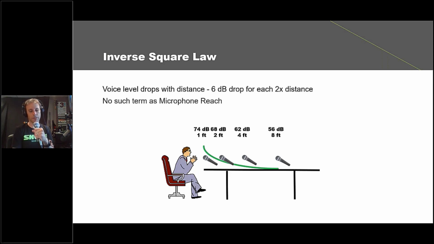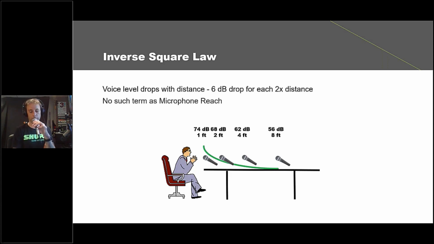And that's why we talk about microphones not being able to reach out and get the sound. What that ends up meaning is that as you move the microphone further from your mouth, the sound level drops. It follows what's called the inverse square law, which means that every time the microphone distance doubles from the sound source, the output signal of the microphone drops 6 dB, or the voice level drops 6 dB. And you can hear that easily.